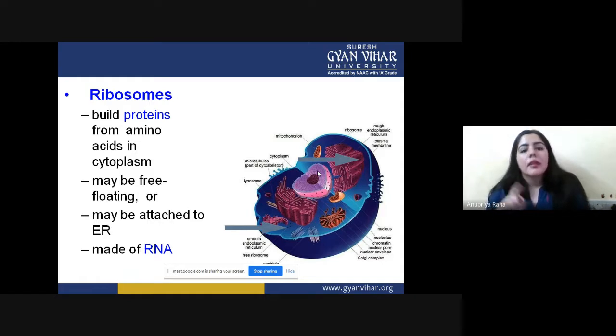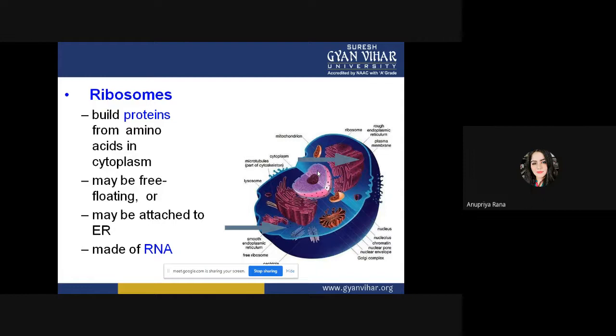And when these ribosomes are attached to the ER, at that time this ER is called rough endoplasmic reticulum, because there is a layer of ribosomes present on the ER, and basically the ER feels like it has a rough surface. That's why we call it the rough endoplasmic reticulum. These ribosomes are made of RNA. So basically, this functional unit is derived from the RNA unit.